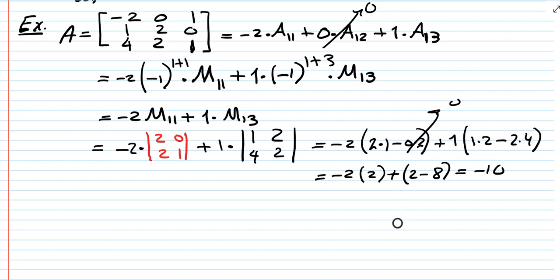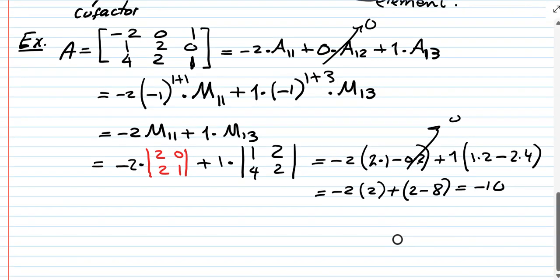So that's the determinant, and that was the method of expansion by cofactors. Now, let's do the exact same determinant. You want to find the determinant of A. This time, I'm going to expand about the second row.